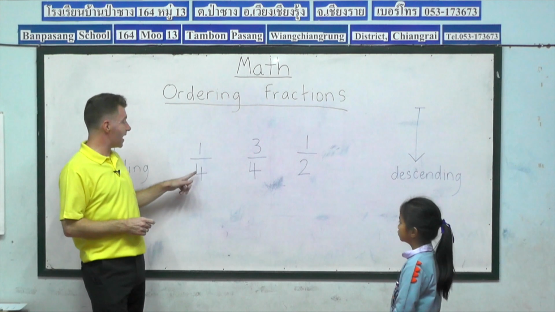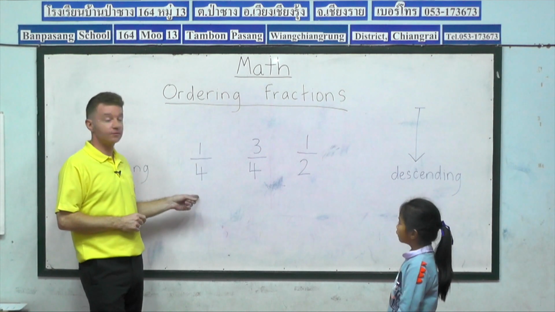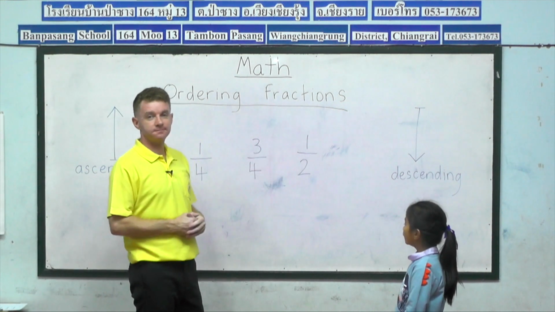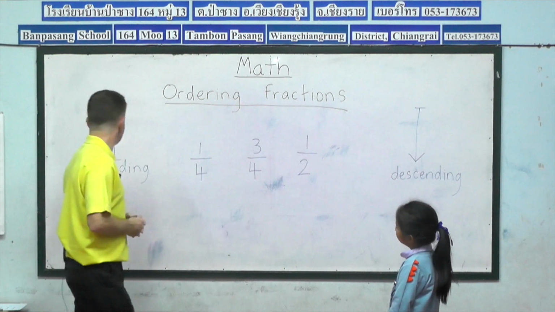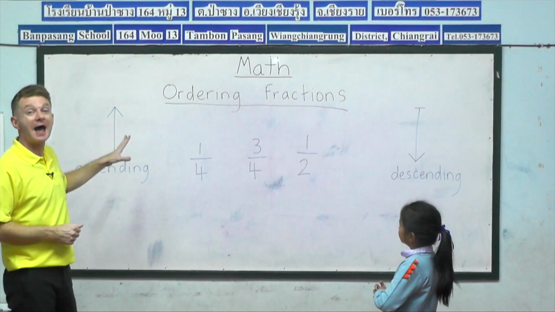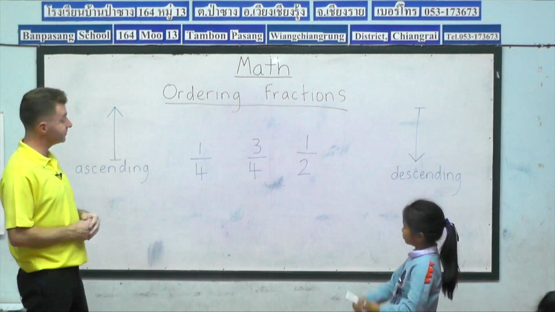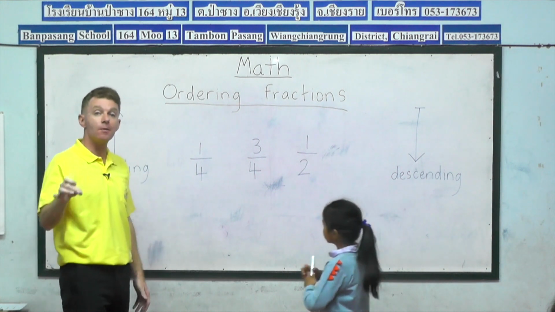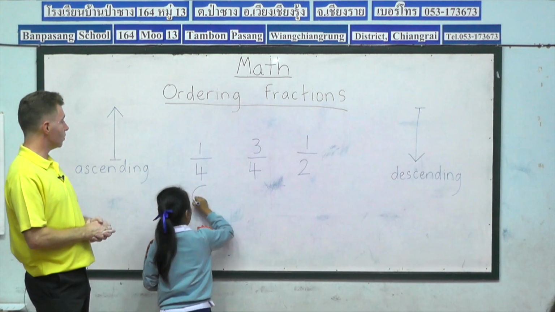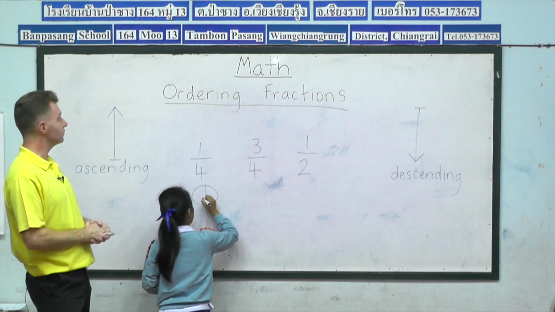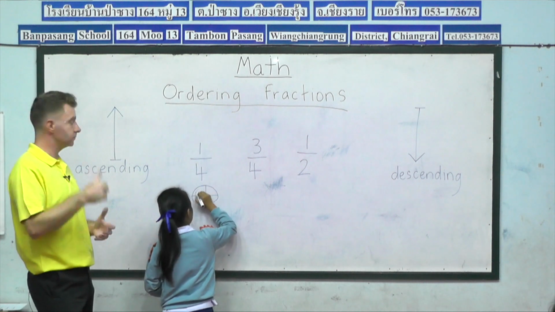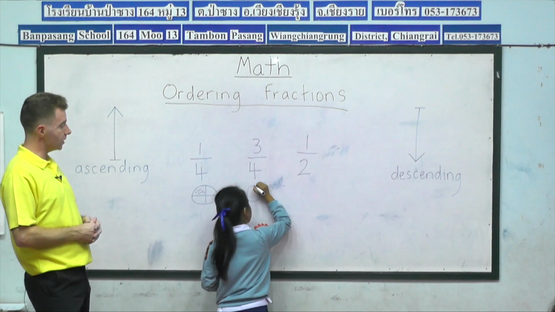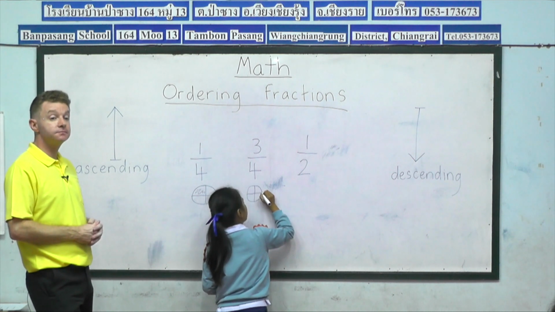So first of all, we have 1/4, 3/4, 1/2. And what I'd like Prau to do is to put them into ascending order. So the first thing we need to do, let's draw our circles so we can tell which are the smallest and which are the biggest. So our first circle needs how many parts? 4. How many in blue? 1. That's 1/4. Our second circle, 4 parts. How many in blue? 3.